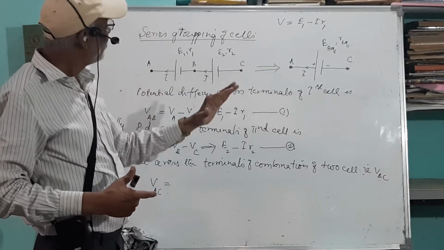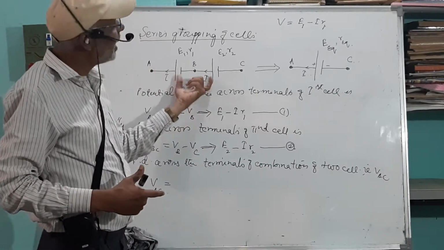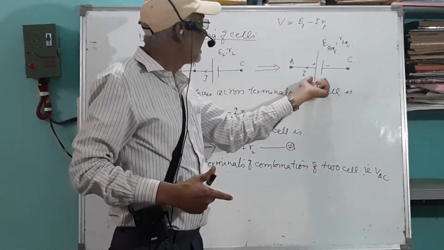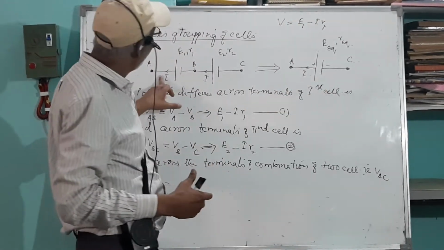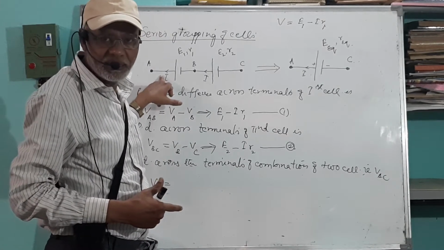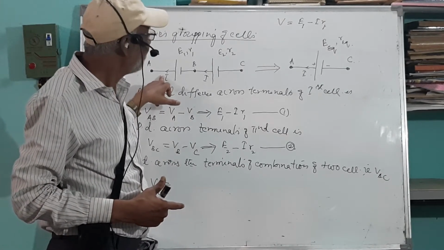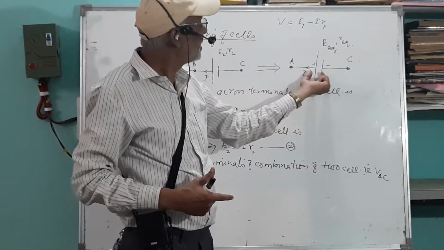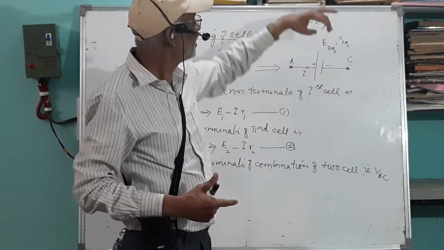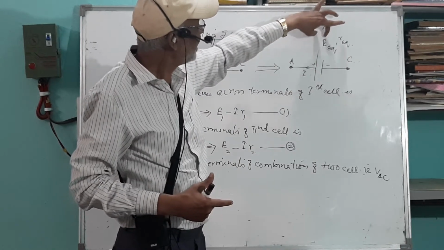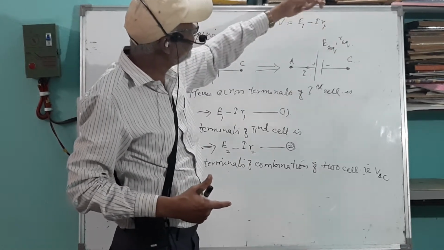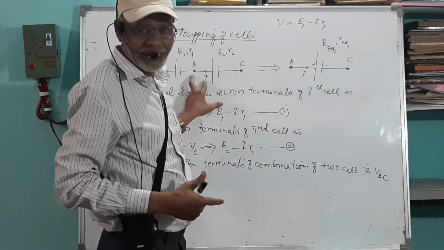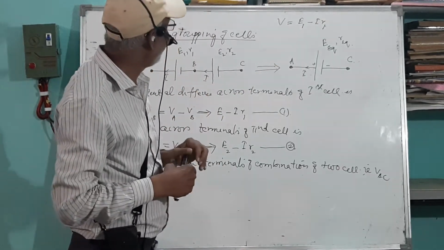So I can remove these two cells and connect a single cell. By connecting the single cell, if I am getting the same amount of current as with the combination of cells, then this single cell we call the equivalent cell. The EMF of this cell is the equivalent EMF of these two cells. You see. So now let us see.